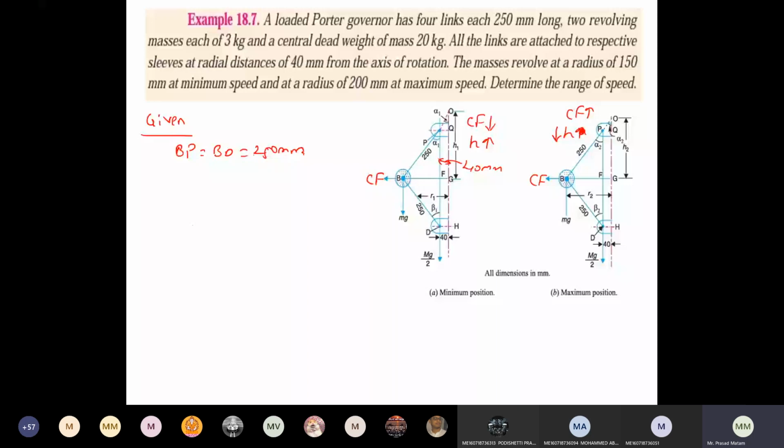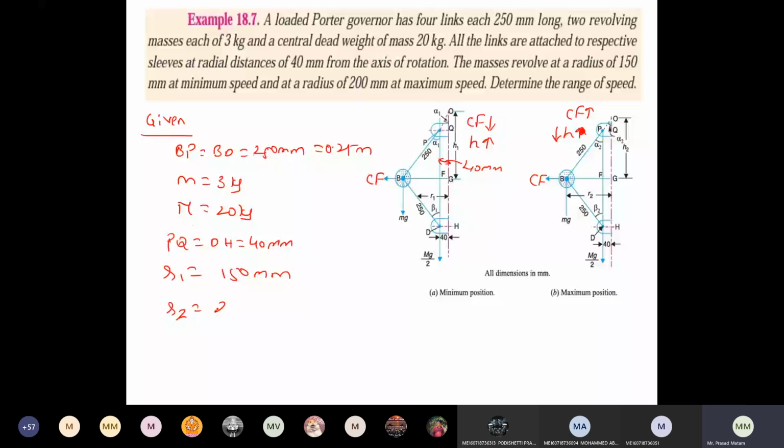That is 0.25 meters. Mass of each ball is small m, 3 kg, and mass of the central load is 20 kg. Radial distance is 40 mm. BH is the offset distance for the lower arm. Similarly, PQ is the offset distance for the upper arm. PQ is equal to BH is equal to 40 mm. The masses revolve at a radius of rotation of 150 mm at minimum speed and 200 mm at maximum speed. R1 is 150 mm, minimum radius of rotation. R2 is 200 mm, maximum radius of rotation.